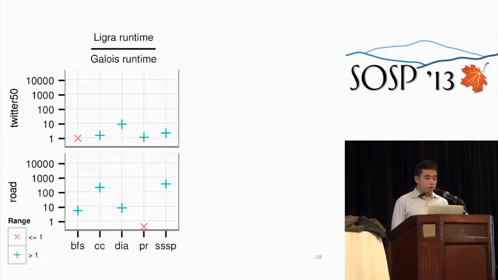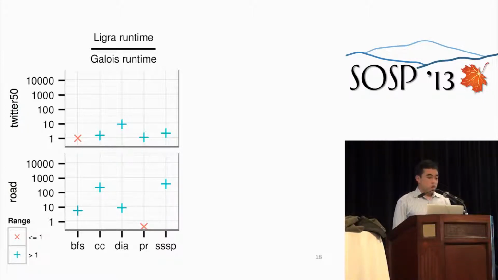On the Twitter graph, we can see speedups up to 10. On the road network, we can see speedups up to 300. Now, some portion of this performance impact is due to the fact that Galois supports a much more general programming model. In that general programming model, one can implement very efficient algorithms. Ligra supports a much more restricted programming model, so in order to solve the same problems, it often has to resort to more restricted and less efficient applications.